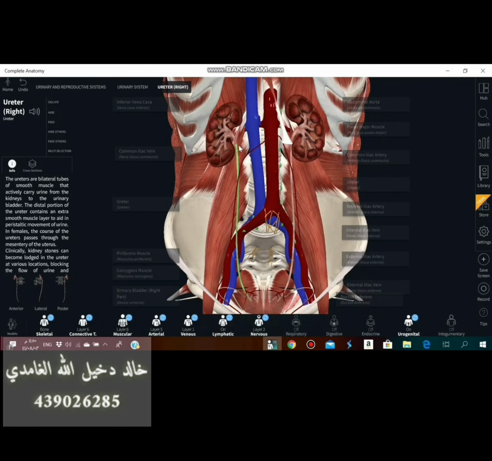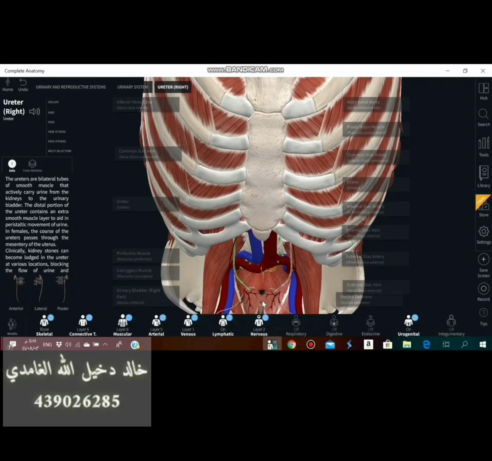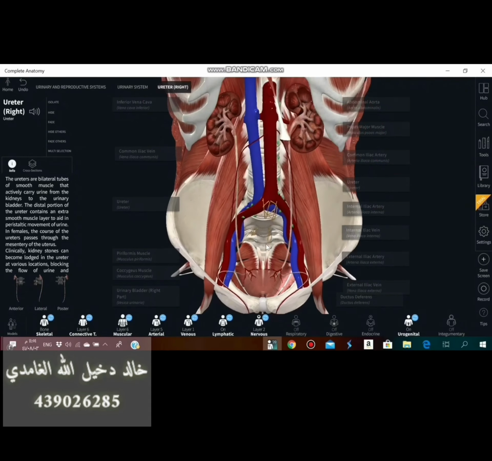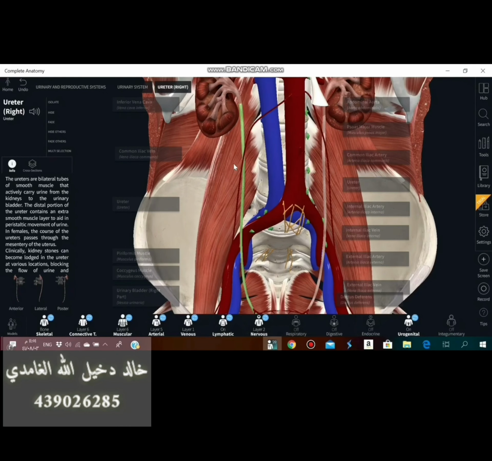And today, inshallah, I will talk about the ureters. The ureters are tubes made of smooth muscle fibers that propel the urine from the kidney to the urinary bladder. The ureters run from the hilum of the kidney to the posterior of the urinary bladder. Here we see the urinary bladder and this is the posterior of the urinary bladder. As we know, we have the right ureter and the left ureter. We will start with the right ureter.